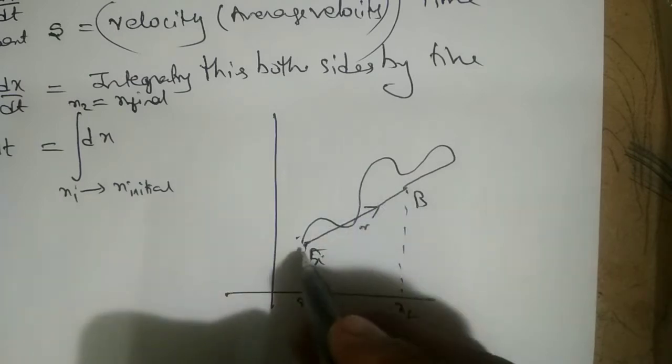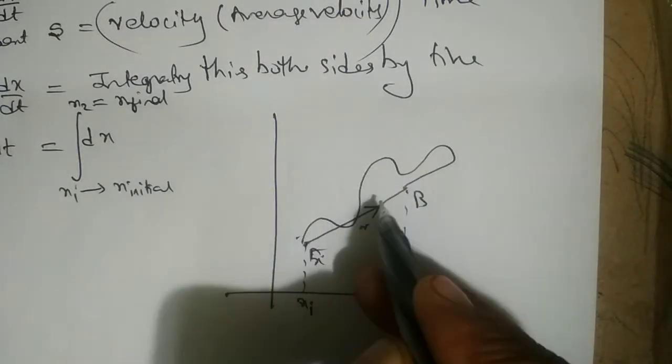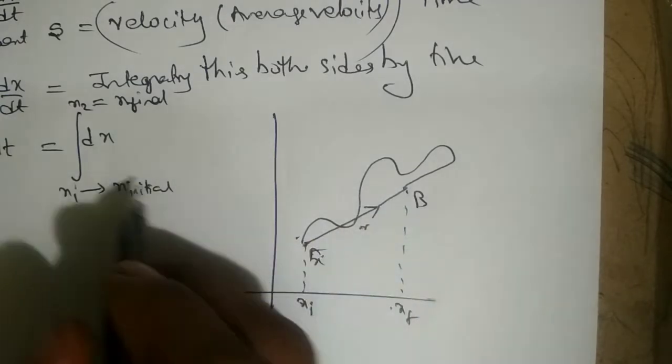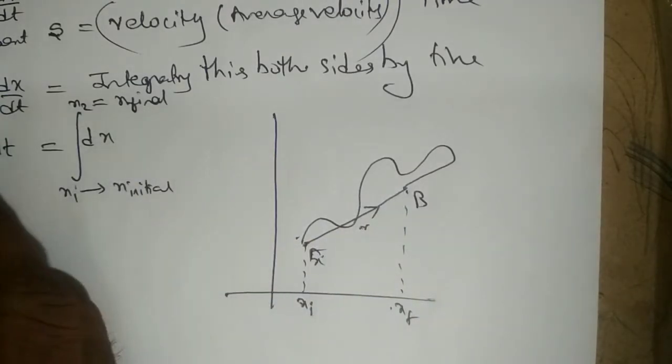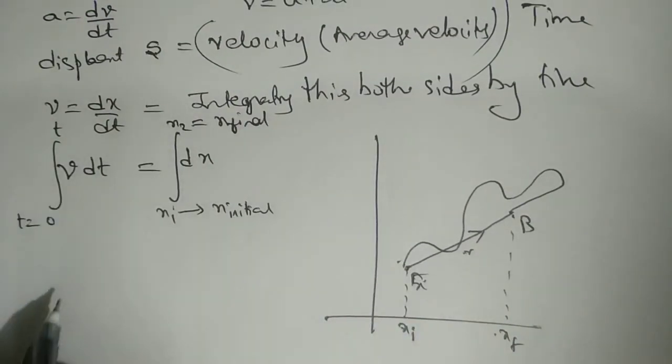We're going to integrate it over this line, or over this curve. It makes no difference because it's a vector quantity. So we've got to integrate that. Now here is the biggest problem: how do we integrate this v dt?